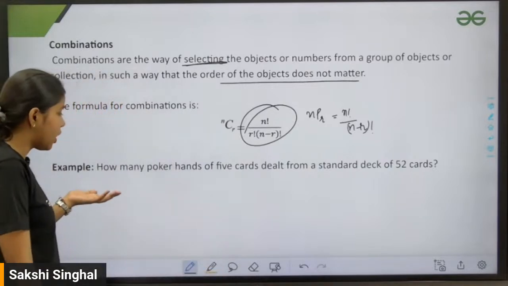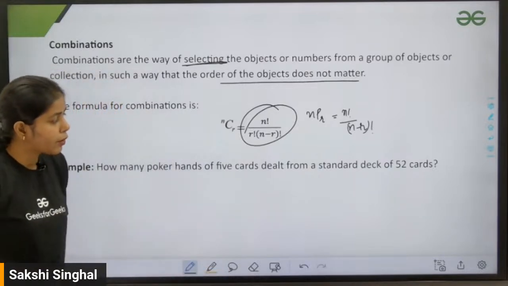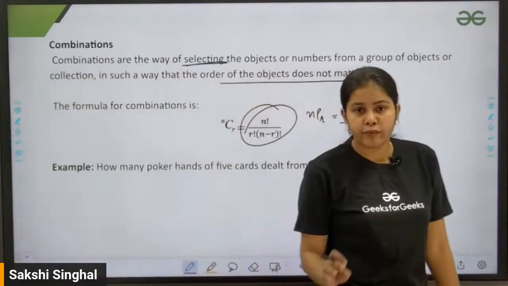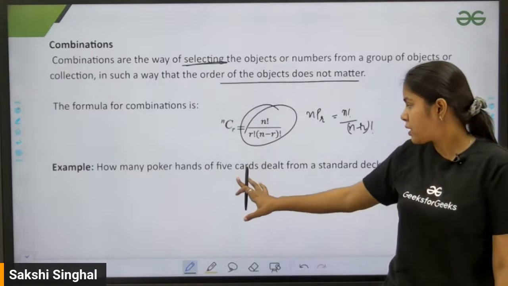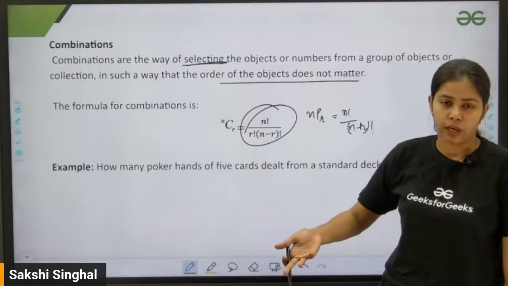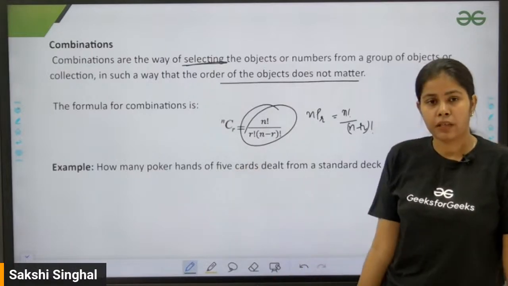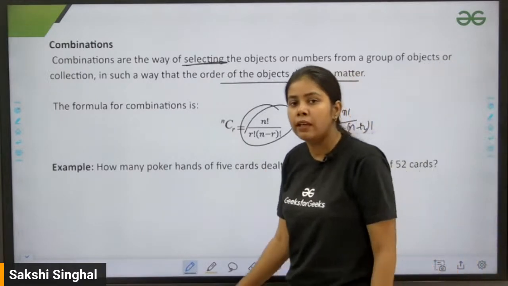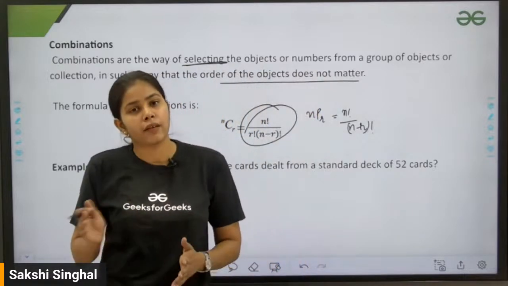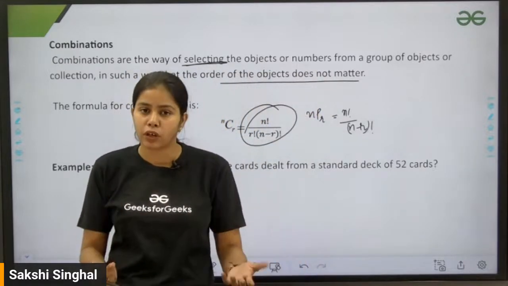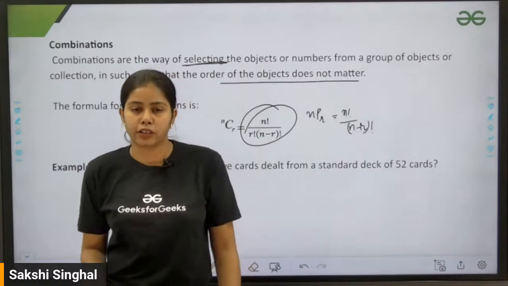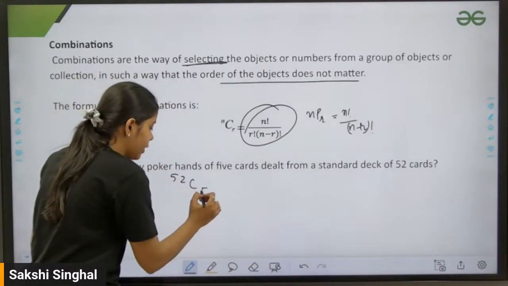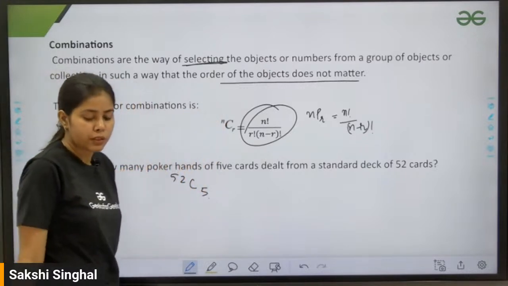Now let's see this question: how many poker hands of 5 cards can be dealt from a standard deck of 52 cards? So you can see that we just have to pick 5 cards out of 52 cards. How many poker hands, right? We have to pick 5 cards out of 52 cards. There is nothing like first I have to pick this card, second I have to pick this card. So it's not arranging, it's selecting. Here order does not matter. So I can directly write down 52C5, and using this formula I can solve this question.